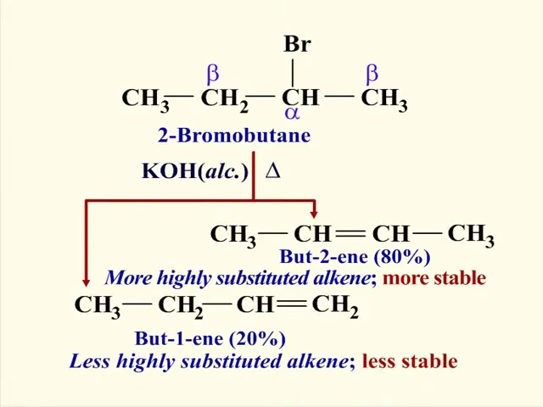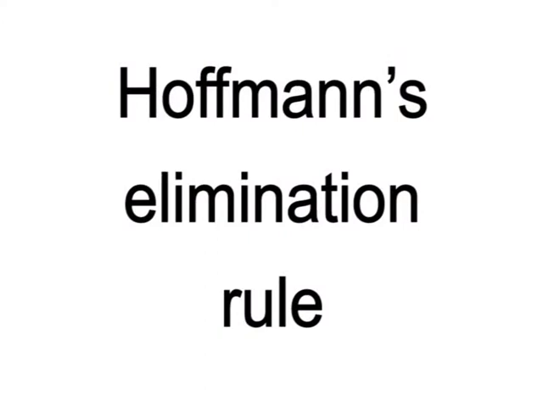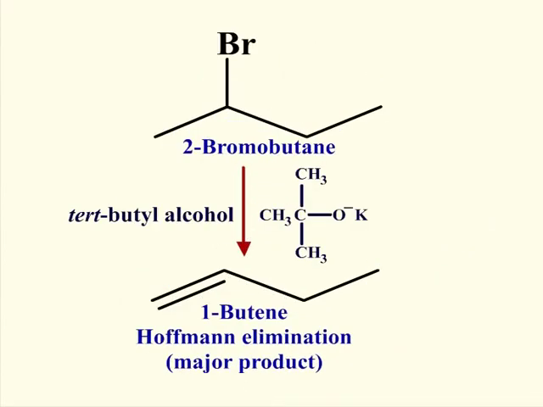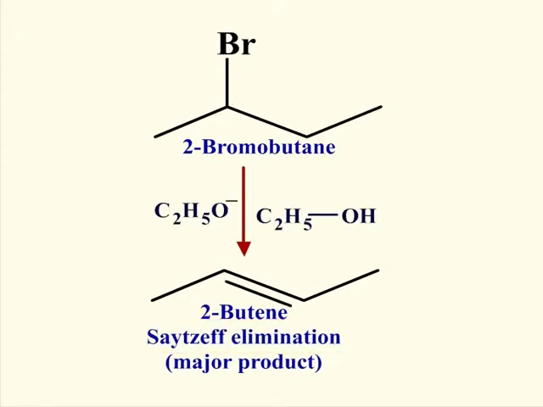So children, the second product is formed according to Hofmann's elimination rule, which is the opposite of Saytzeff's rule. In certain elimination reactions, the less substituted alkene is preferred, for example, when the base is bulky, like tertiary butoxide. The formation of the less substituted alkene in an elimination reaction is called Hofmann elimination, and the product formed is the Hofmann product, whereas when the more substituted alkene is formed, it is called Saytzeff elimination, and the product formed is the Saytzeff product.